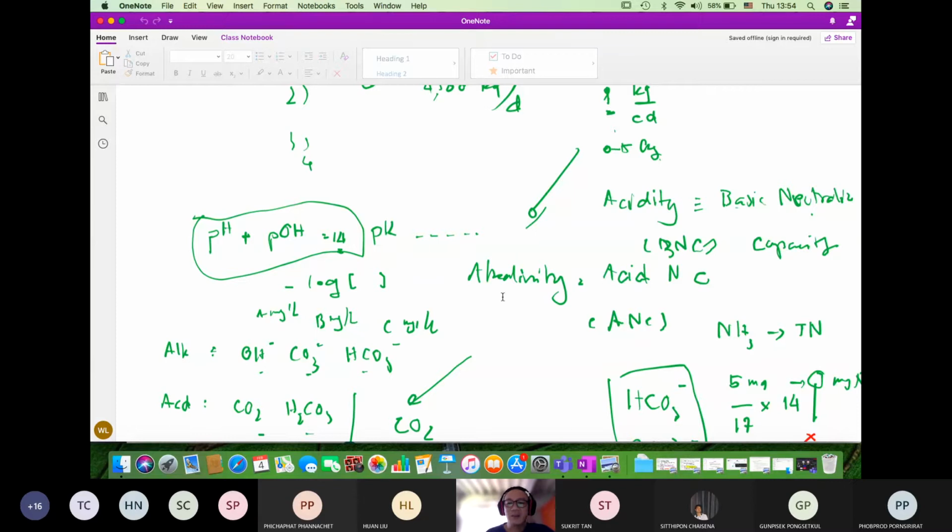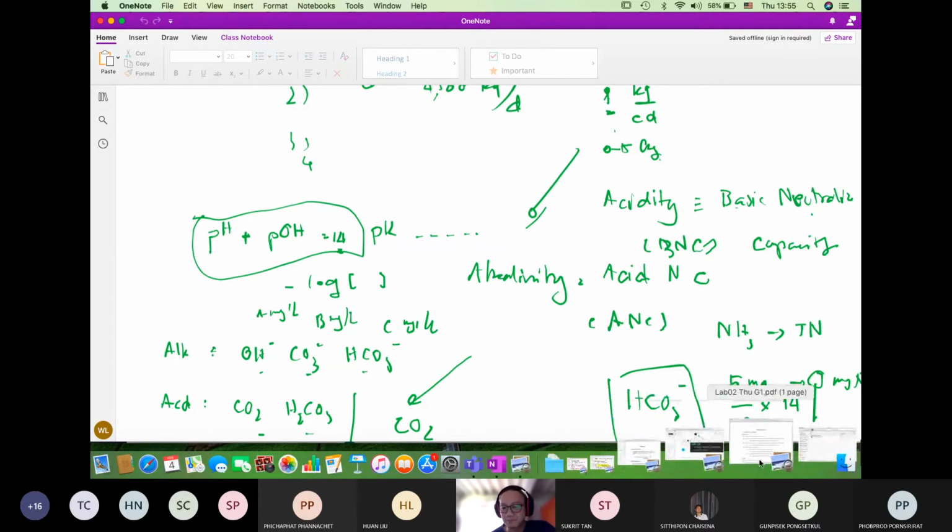On the other hand, alkalinity is opposite to the acidity. If the acidity is the base neutralization capacity, then the alkalinity is the acid neutralization capacity. So this one is base, this one is acid. In short, we can say ANC. ANC stands for acid neutralization capacity. So these are the definitions of both acidity and alkalinity.